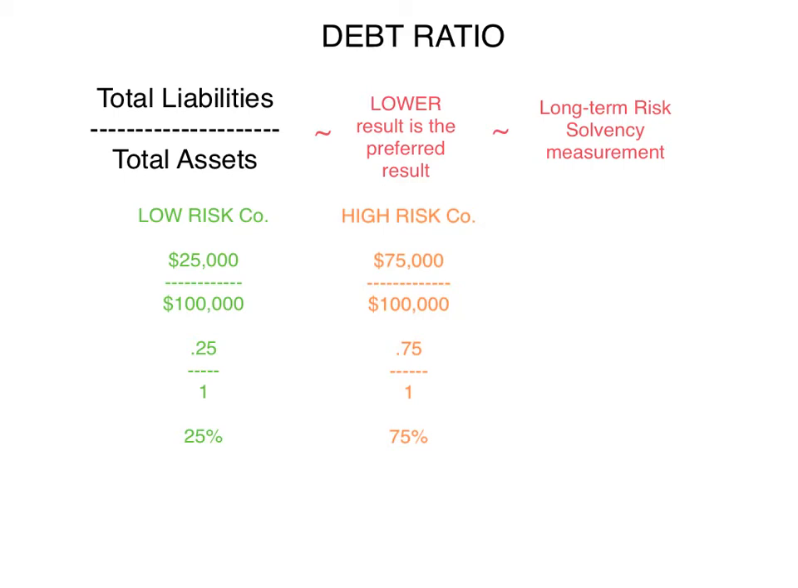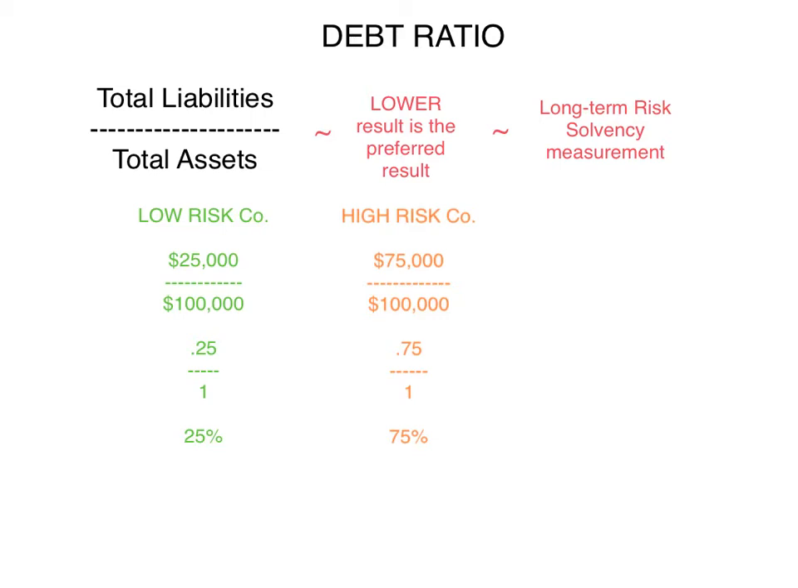To calculate the debt ratio for low-risk company, we take $25,000 divided by $100,000 and we get 0.25 or 25%. This ratio indicates that for every $1 of an asset the company has, they have 25 cents worth of liabilities.